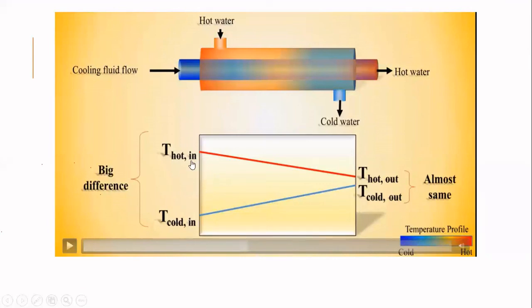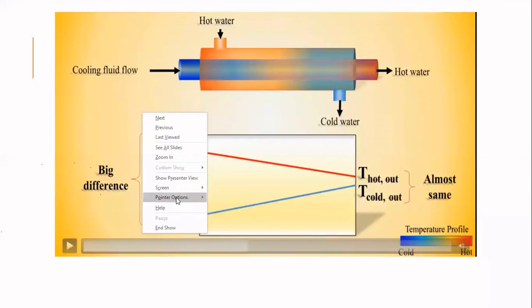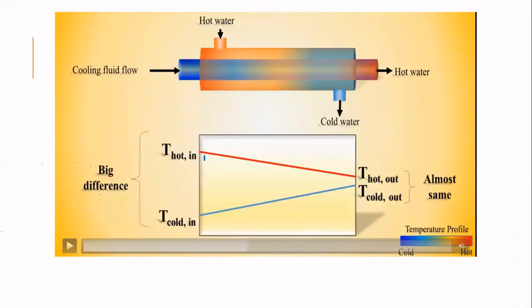So what is going to happen? The temperature of the hot fluid is going to drop down continuously, because it will be giving heat to the cold fluid. The cold fluid will be gaining heat from the hot fluid, so its temperature is going to rise up. So this curve shows the same thing.